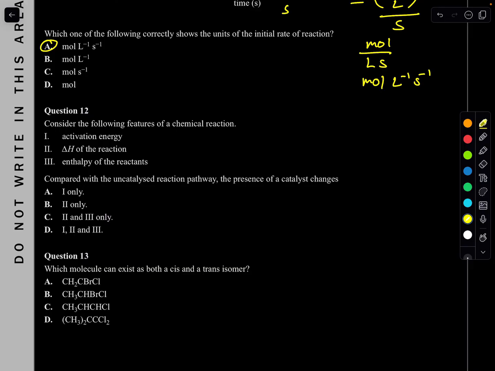Question 12. Consider the following features of a chemical reaction: activation energy, change in enthalpy of the reaction, or enthalpy of the reactants. Compared with an uncatalyzed reaction pathway, the presence of a catalyst changes what? Straight away you should know, it changes the activation energy. It decreases the activation energy for a catalyzed reaction. And let's visualize it. It makes sense. If you actually draw a reaction, let's say this is an exothermic reaction. So this is your initial uncatalyzed reaction, and say then after you catalyze it, this is how it looks. Not the nicest, but there it is.